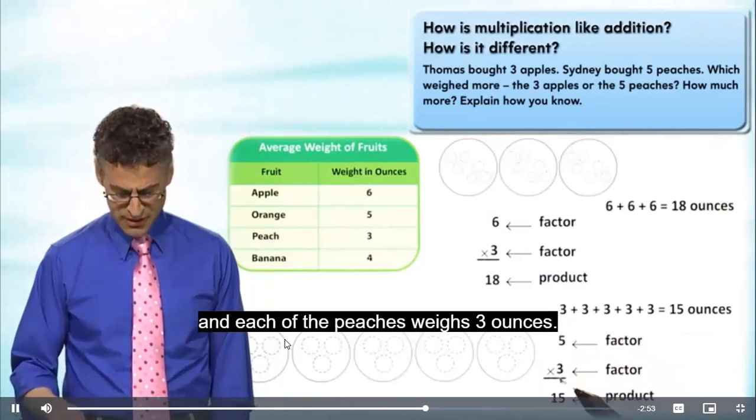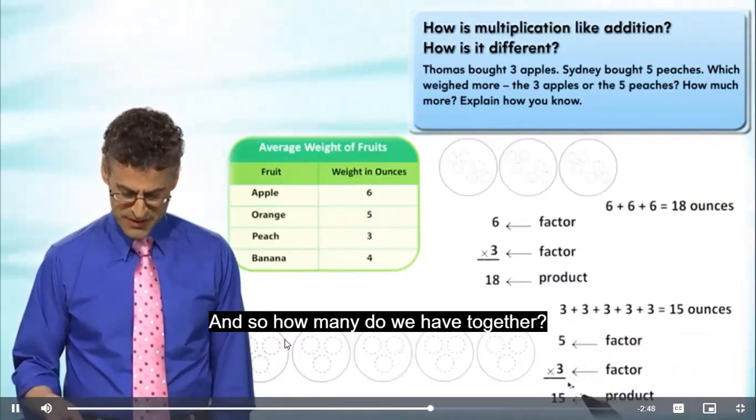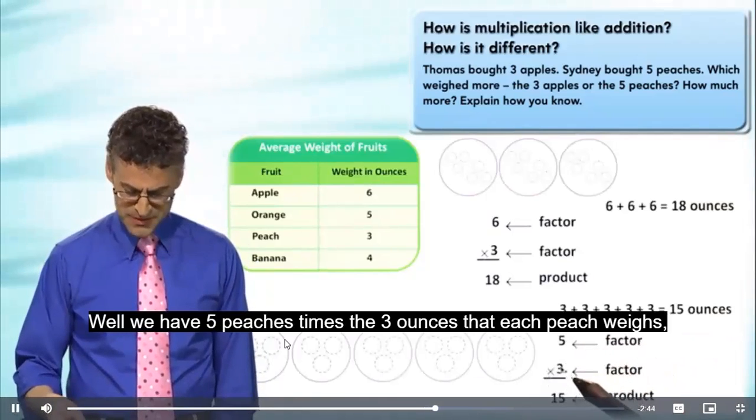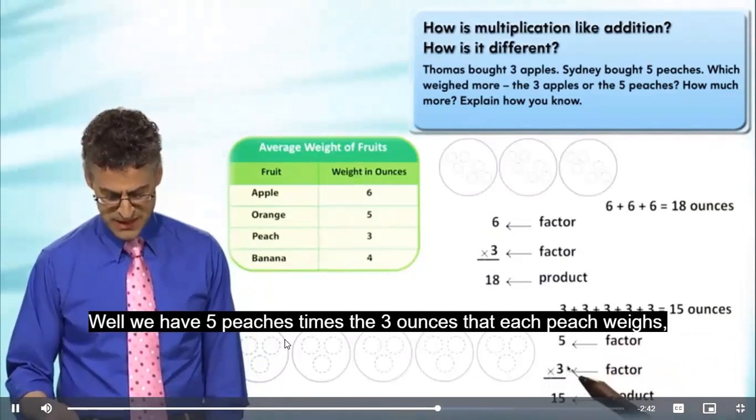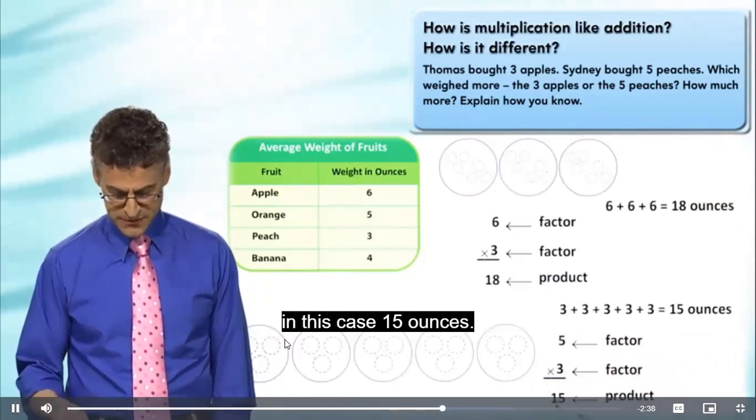And each of the peaches weighs 3 ounces. And so how many do we have together? Well, we have 5 peaches times the 3 ounces that each peach weighs, and that yields the product of 15. In this case, 15 ounces.